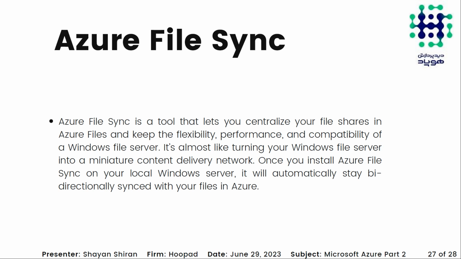And the other one is Azure File Sync, which is a tool that lets you centralize your file shares in Azure Files and keep the flexibility, performance, and compatibility of a Windows file server. It's almost like turning your Windows file server into a miniature content delivery network. And once you install it on your local Windows server, it will automatically stay bi-directionally synced with your files in Azure. And that's that for today's presentation.